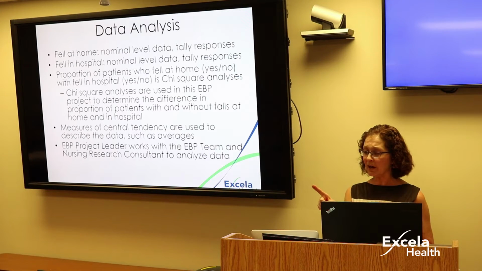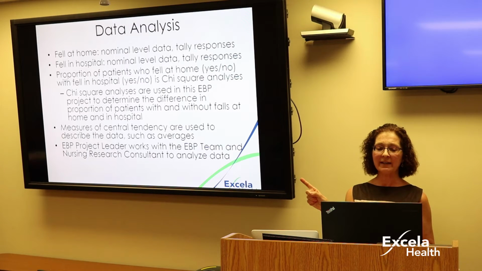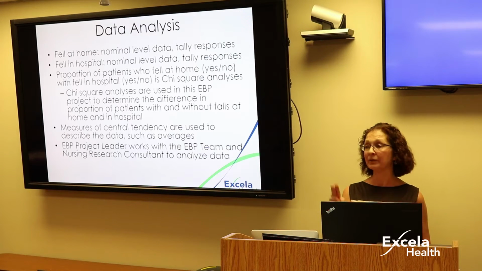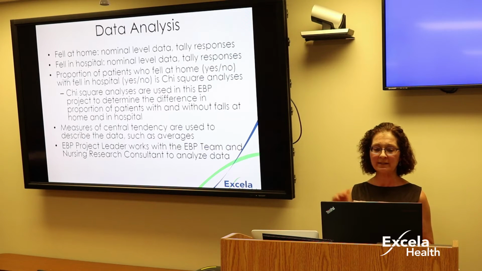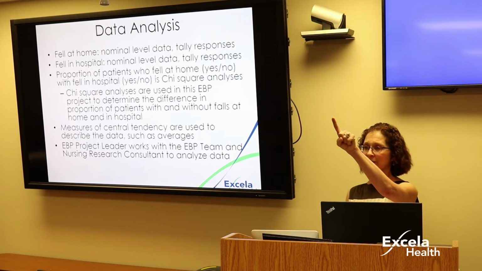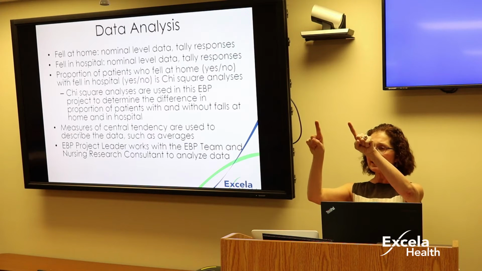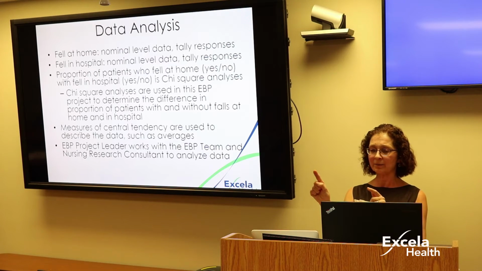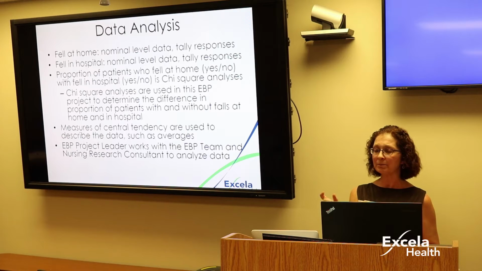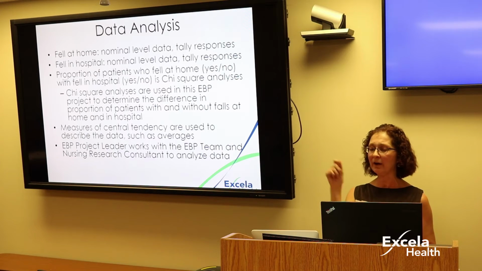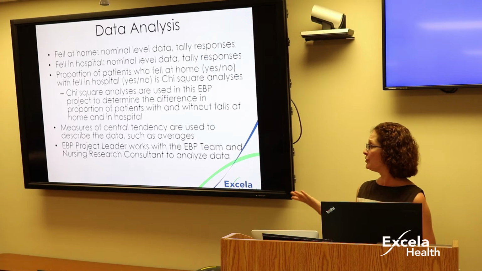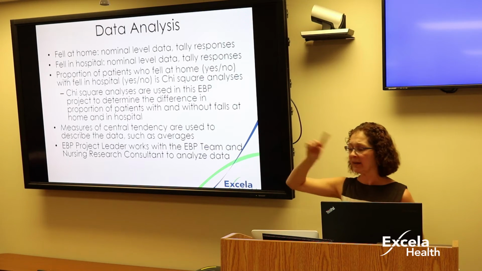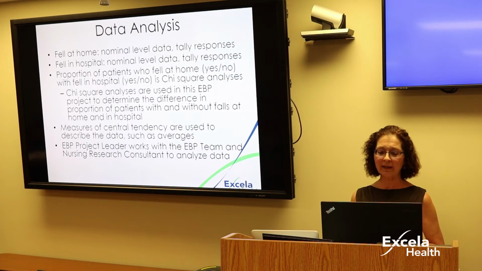So when you fell at home, yes or no, that's your nominal level data, and you're just going to add it up. Did you fall in the hospital? Yes or no? Nominal level data, you just tally the responses. Fell at home? Yes or no? Fell at the hospital? Yes or no? That's your 2x2 chi-square table. That tells you the differences in proportions between people who fell at home and who didn't, and those who fell in the hospital. You can do maybe some averages depending on other patient demographics that you're coming up with.